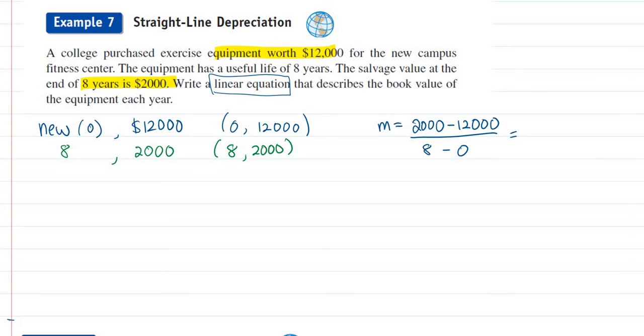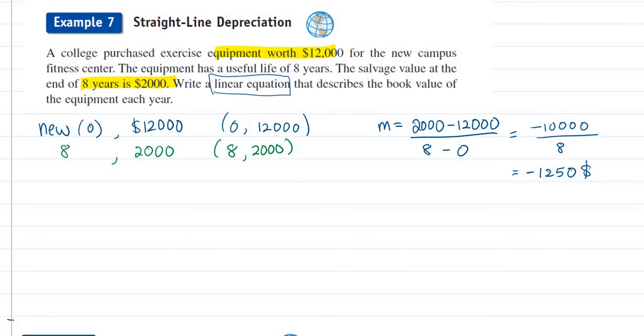So in this case, we get negative 10,000 over 8. And if I put that into my calculator, I get negative 1250. Okay, so this is my slope. Remember, this is all money. So this is also money.